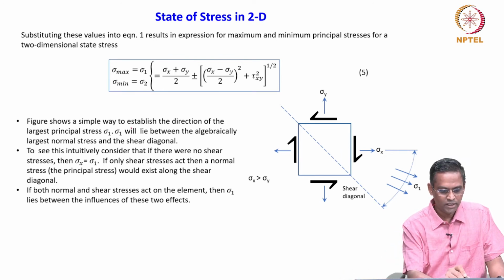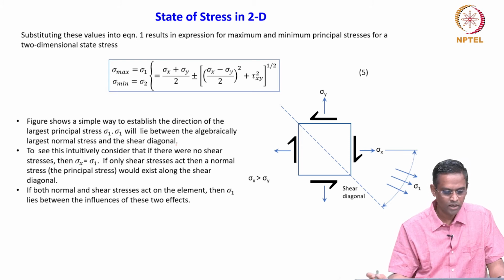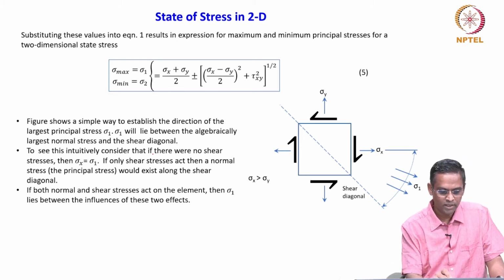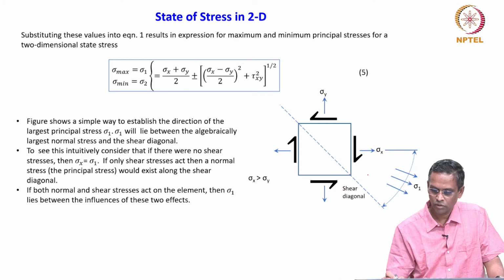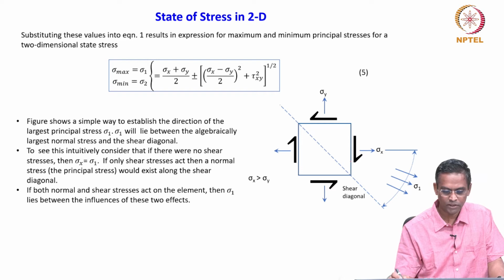So the figure shows a simple way to establish the direction of largest principal stress sigma 1. Sigma 1 will lie between the algebraically largest normal stress and the shear diagonal. To see this intuitively, consider that if there were no shear stress, then sigma x is equal to sigma 1. So if there is no shear stress, then we are talking about this direction, right? And if it is only shear stress, then it is this direction, right?